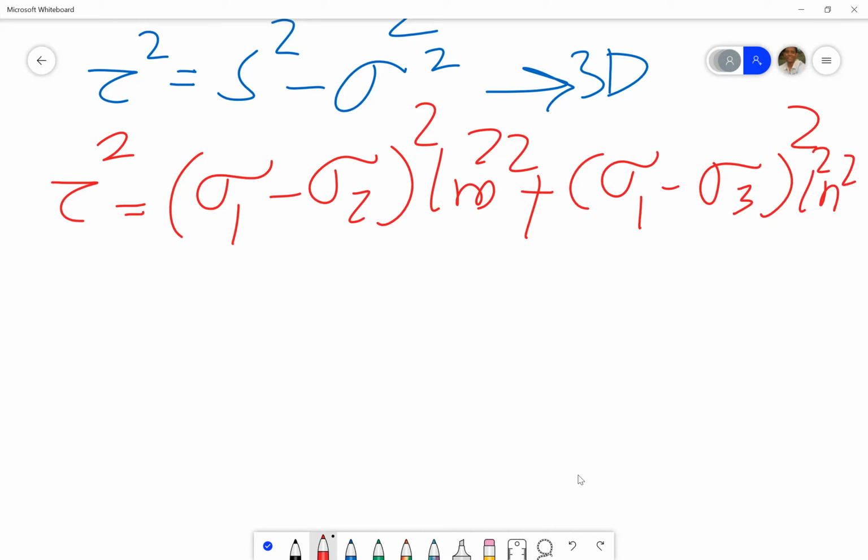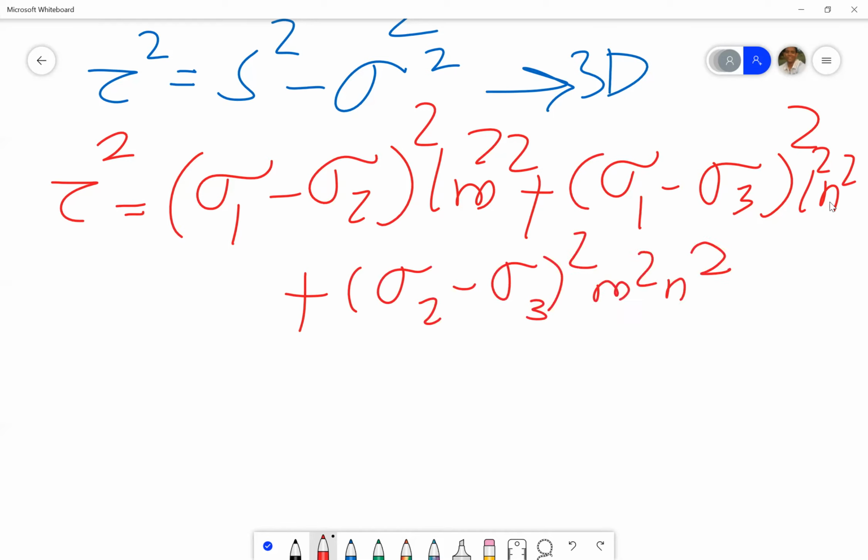Remember these terms. It is an LM term, so put the elements accordingly. If you find the component 1, that means the cosine angle will be L. If there is a component 2, then the cosine angle will be M. Similarly, if there is a term sigma 3, then there is a cosine angle of N. Similarly, we can write this equation as sigma 2 minus sigma 3 square, that is M square N square.